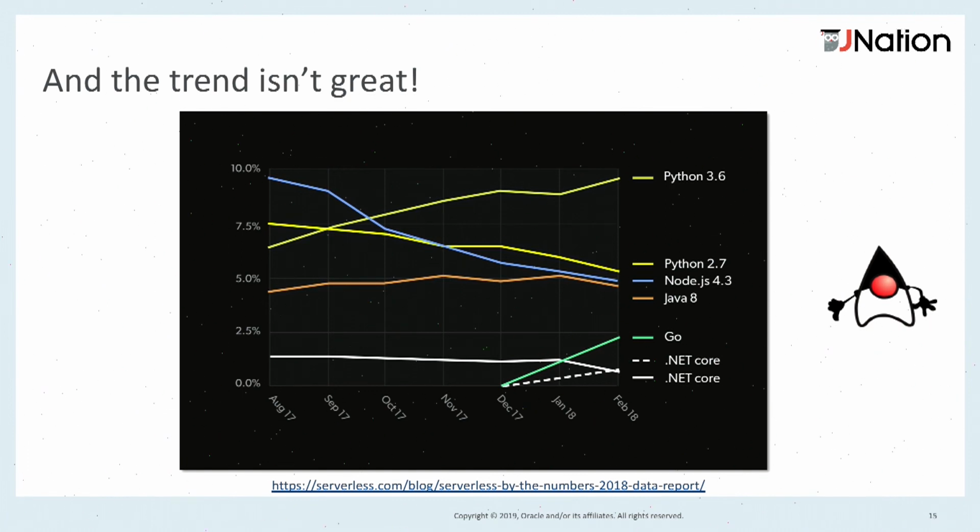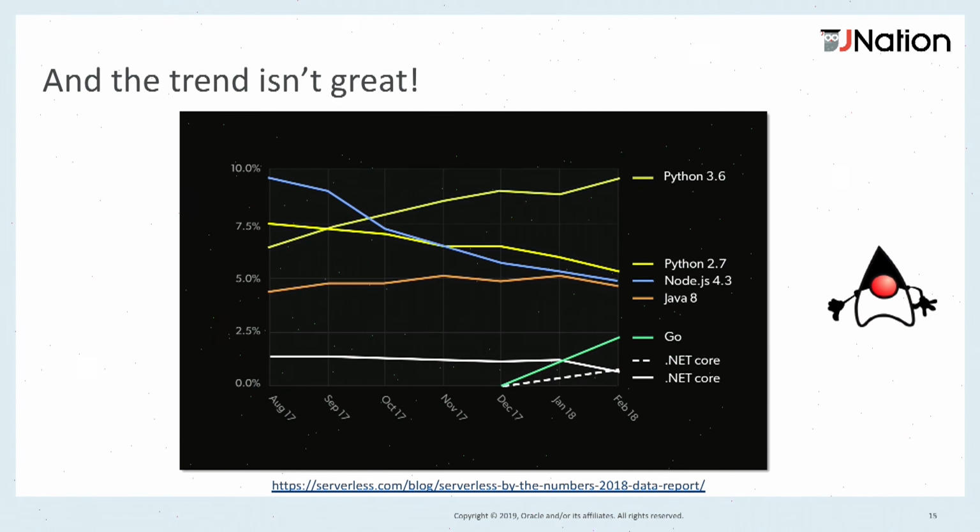So the first question is, what are you using today to write your function? And this question is, what do you plan to use in the future to write functions? And basically, you see that Java is very flat, around 5%. So again, we don't have a lot of metrics, but clearly the few metrics that we have are not that great for Java within the FaaS space.